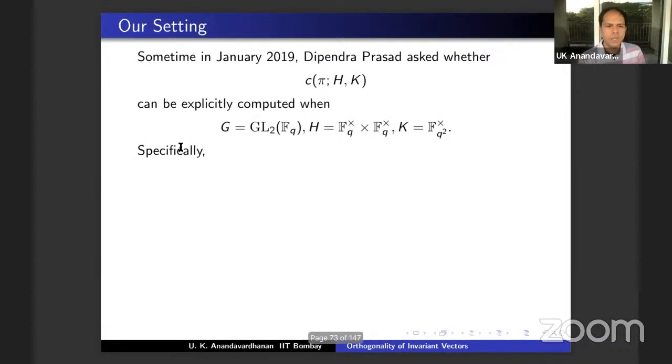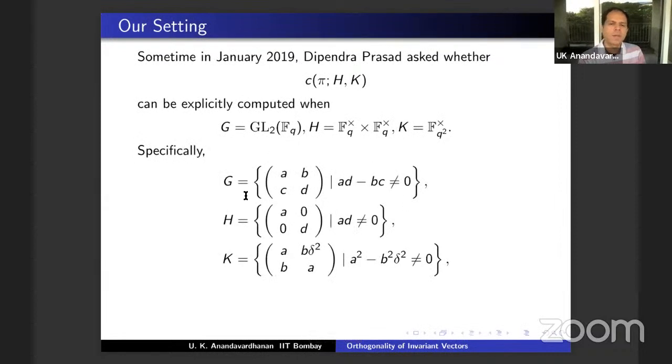So specifically, let me elaborate. G is the set of all matrices (a, b, c, d), where a, b, c, d are from Fq and the determinant ad minus bc is non-zero. H is Fq star cross Fq star, that means the matrices (a, 0, 0, d) where a and d are from Fq star. And then you take Fq squared and you write Fq squared as Fq generated by one element delta.